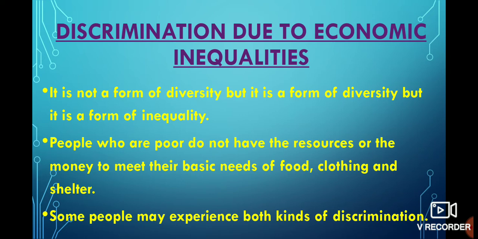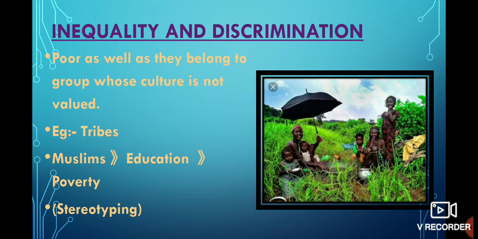Some people may experience both kinds of discrimination. Here, both means two types of discrimination. First, they are poor, so they are discriminated. That means they are treated unfairly, unequally in the society. Now, what is the second reason why they are discriminated? They are poor, this is the first point, and the second point is that they belong to a group whose culture is not valued or respected by the society.